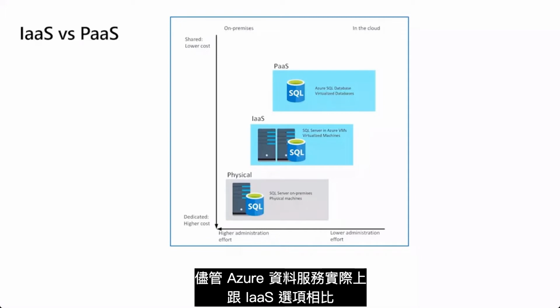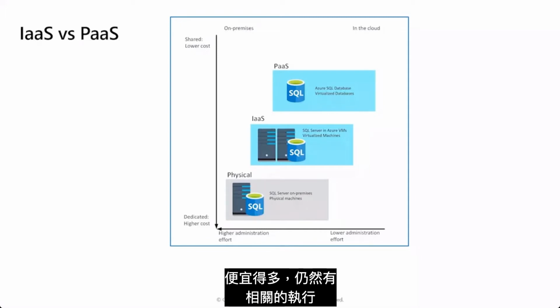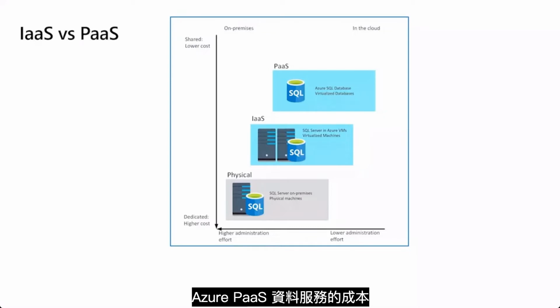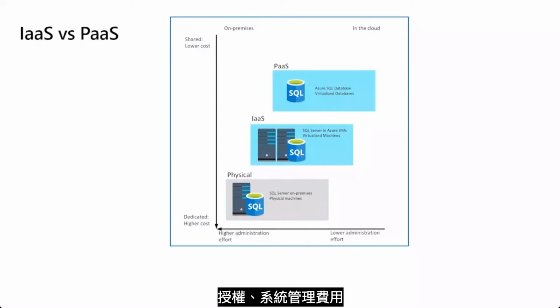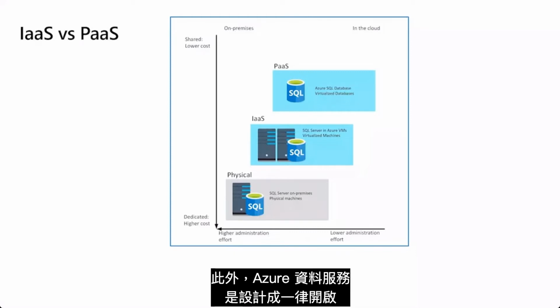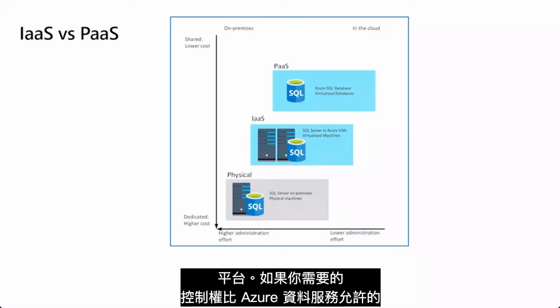Although Azure Data Services is actually much cheaper in comparison to the IaaS option, there are still costs associated with running an Azure PaaS data service, because there is a base price which covers the underlying infrastructure, licensing, and administrative charges. Additionally, Azure Data Services are designed to be always on. What that means is you can't stop it running for a set period of time and restart it again later, unlike Azure Virtual Machines.